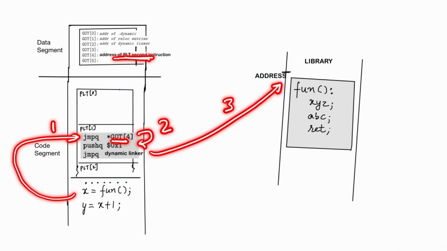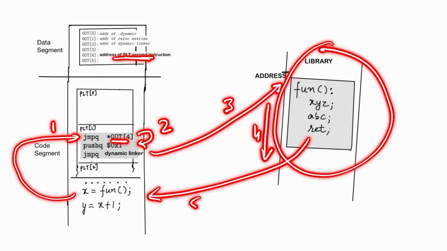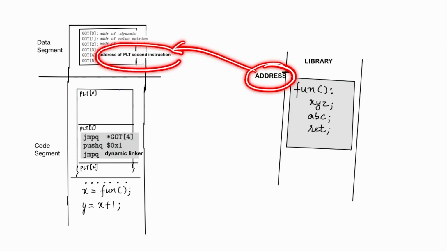Now, the dynamic linker springs into action, locating and loading the library into memory. And following this, in the fourth step, the function execution concludes and the return value is dispatched back to the caller. Simultaneously, the dynamic linker updates the GOT entry for the same function, ensuring it points directly to the address of the function in loaded memory.